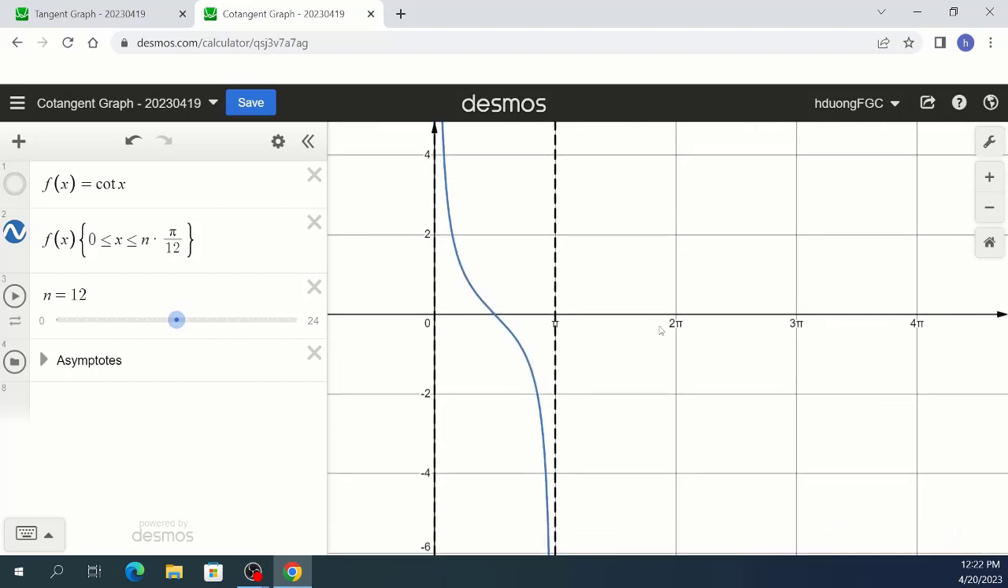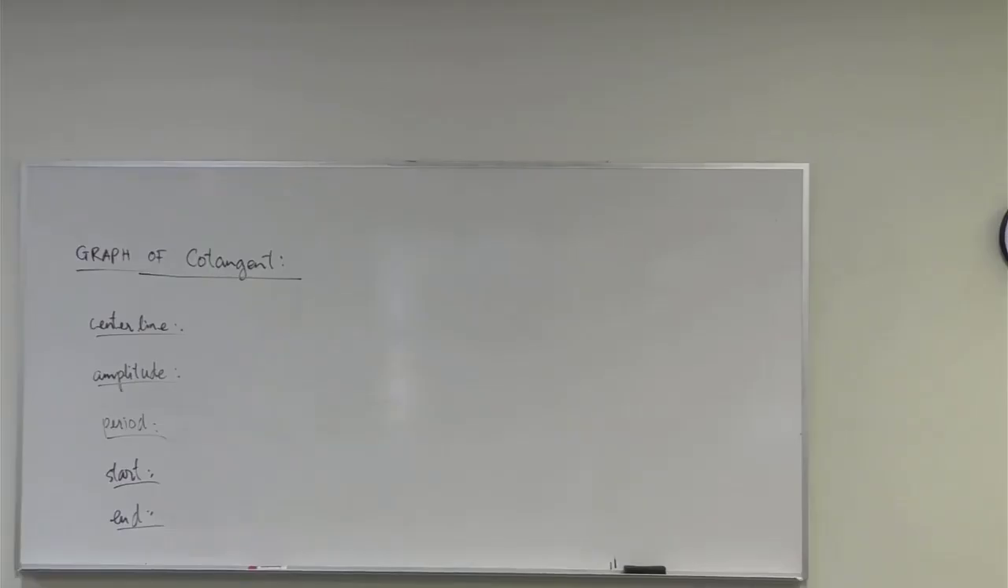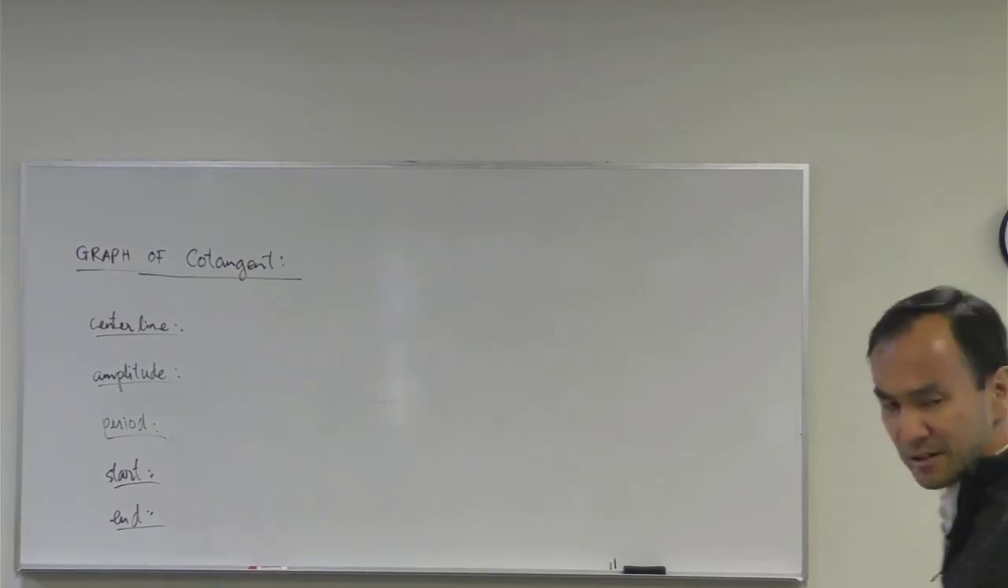Right? And as I zoom it out, no matter how far I zoom out, it's just restricted in between those two. And then as I increase that, we got another duplicate of that. So guess what? There's another vertical asymptote and it's 2 pi again. See what I mean?